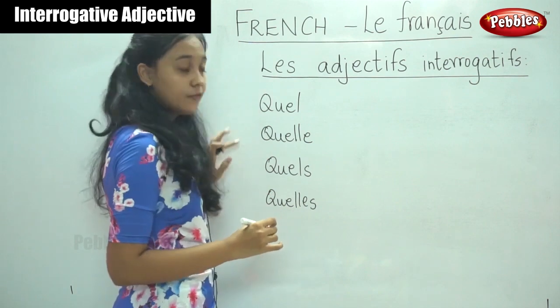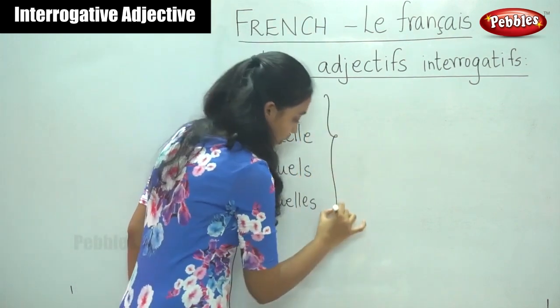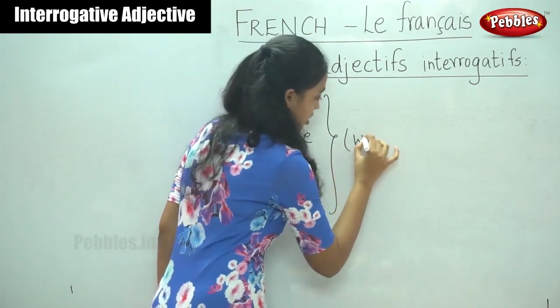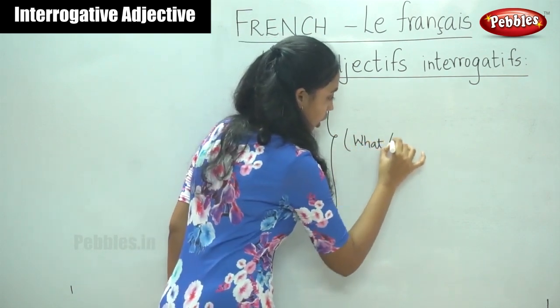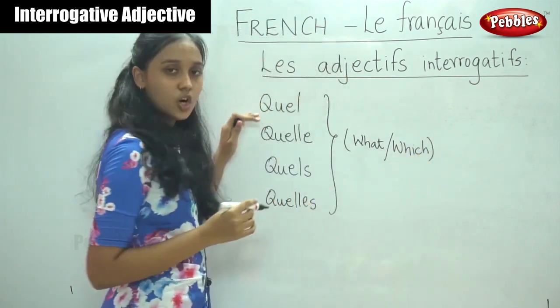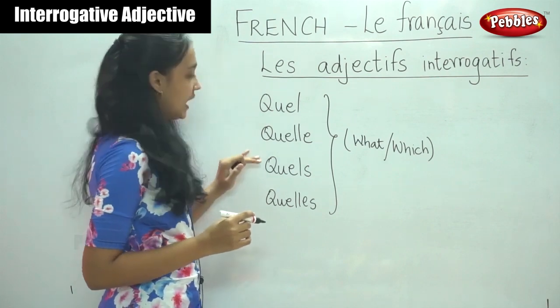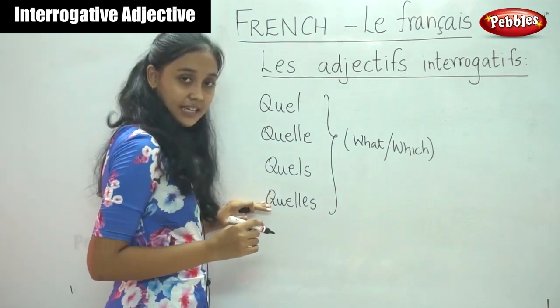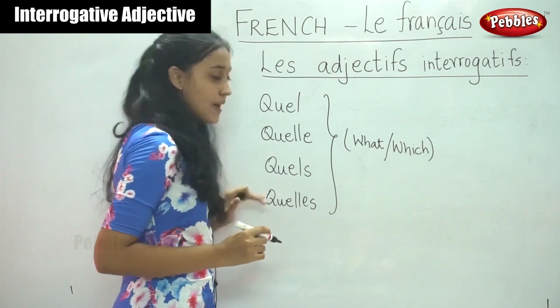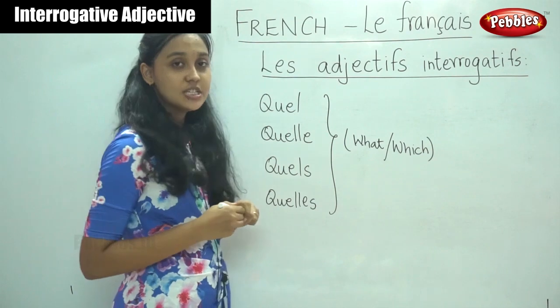so these are the 4 interrogative adjectives we use. All the 4 have the same meaning. It means what or which. It is all pronounced the same. Quel, quel, quel and quel. It is all pronounced the same and has the same meaning. However, their usage is different.